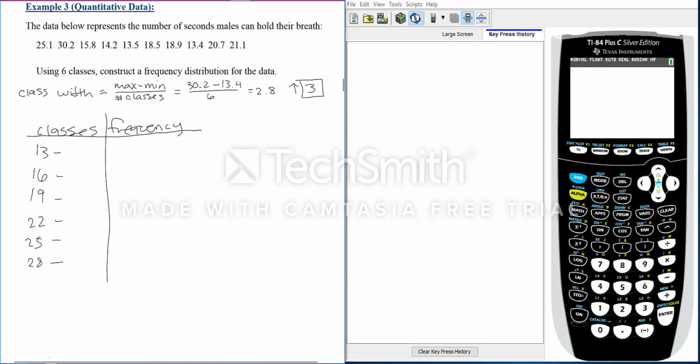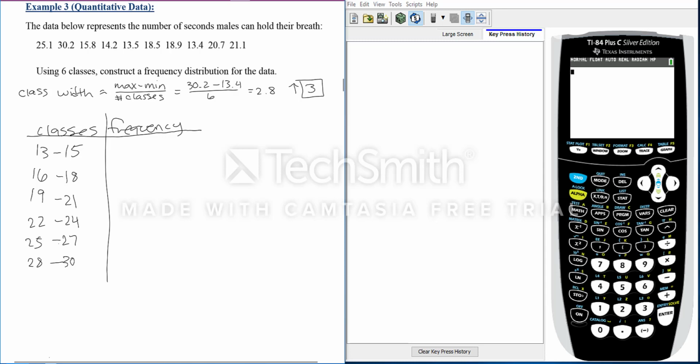To find the first upper class limit, find the number that's before 16, so that gives me a 15. Number before 19 gives you 18. Number before 22 gives you 21. Number before 25 gives you 24. And the number before 28 gives you 27. And then for the last one, take the 27 and add the class width. So 27 plus a 3 gives you a 30.